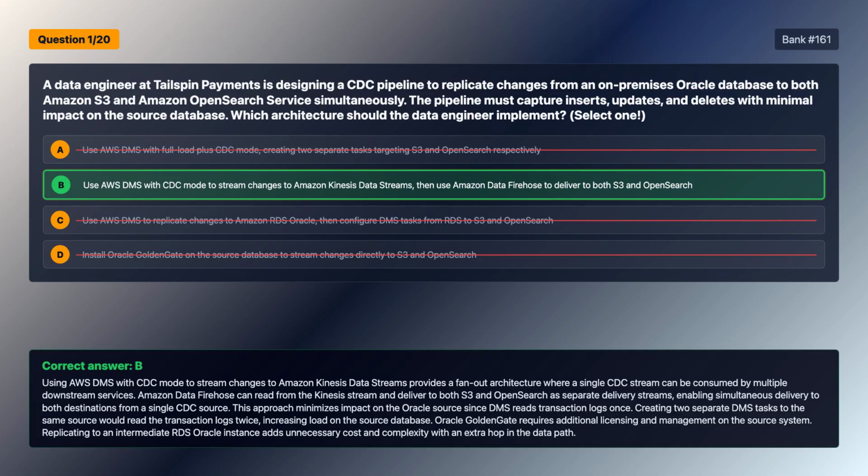This approach minimizes impact on the Oracle source since DMS reads transaction logs once. Creating two separate DMS tasks to the same source would read the transaction logs twice, increasing load on the source database. Oracle GoldenGate requires additional licensing and management on the source system. Replicating to an intermediate RDS Oracle instance adds unnecessary cost and complexity with an extra hop in the data path.